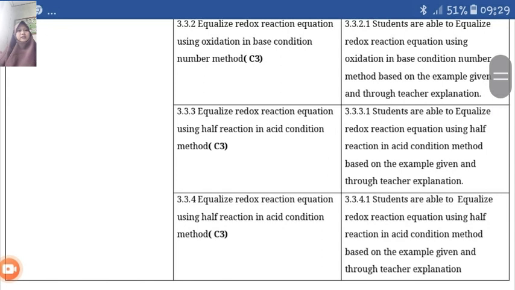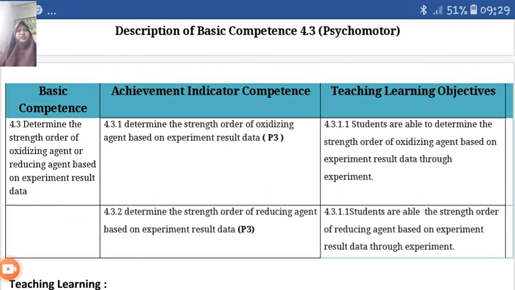For the psychomotor in basic competence 4.3, the basic competence is to determine the strength order of oxidizing agent or reducing agent based on experiment result data. For the achievement indicator competence or IPK, 4.3.1 is to determine the strength order of oxidizing agent based on experiment result data.